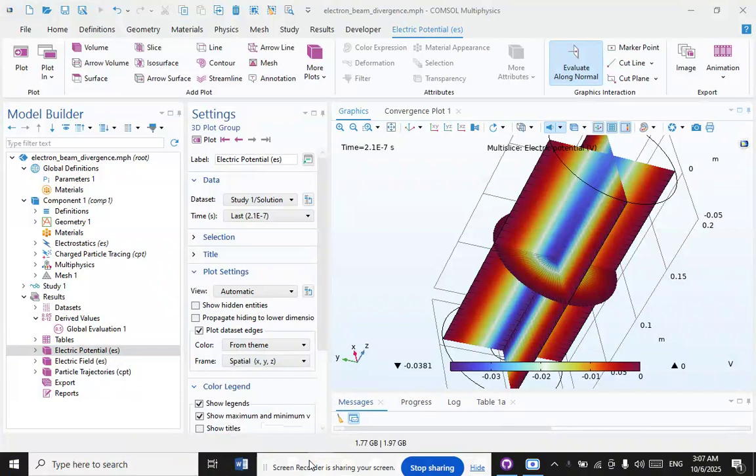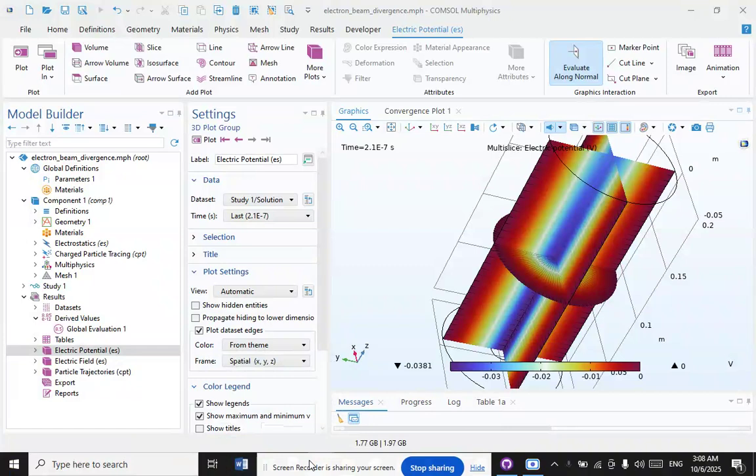Electron beam divergence due to self potential. Electron beam divergence happens due to self potential, which is the repulsive electrostatic force electrons exert on each other as they travel in a beam. This inherent space charge effect causes the electrons to spread out, leading to divergence, which reduces beam quality and makes it harder to focus to a small spot.